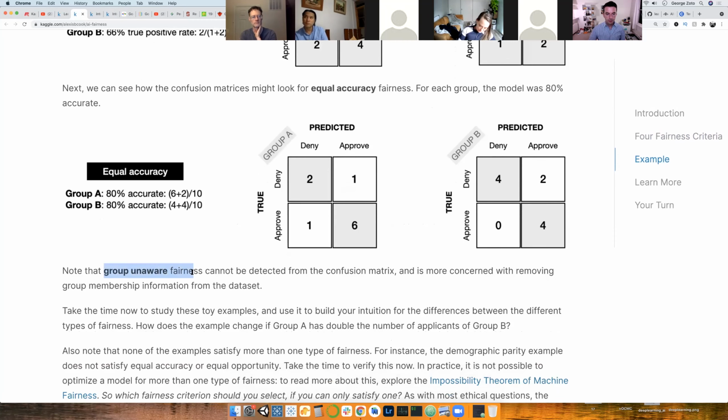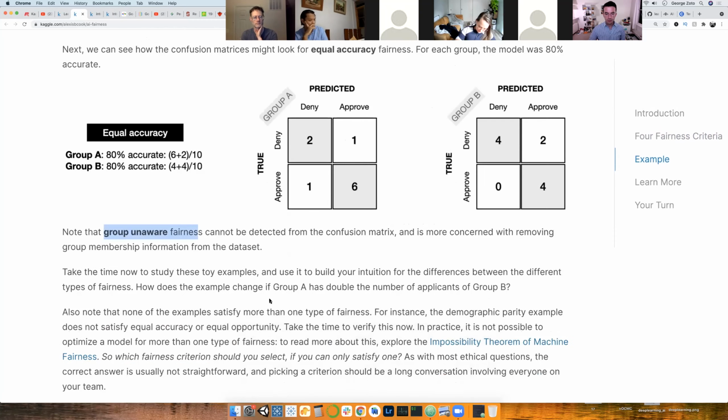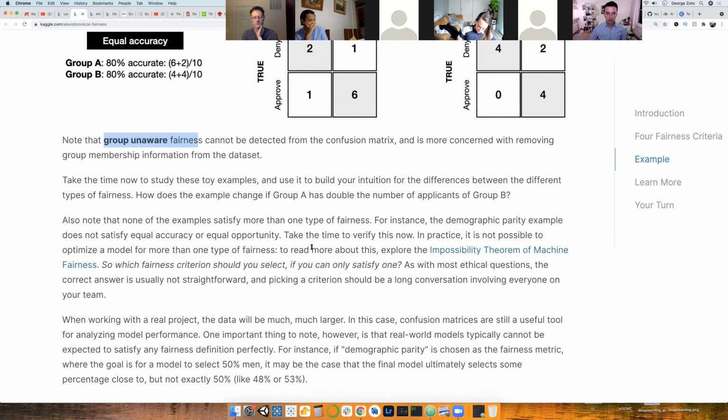We don't have a specific example for Group Unaware. I think the exercise has one, and we can look at it as well. And I find this interesting that none of the examples above satisfy more than one type of fairness. And they mentioned this Impossibility Theorem of machine fairness, where you basically have to pick one.